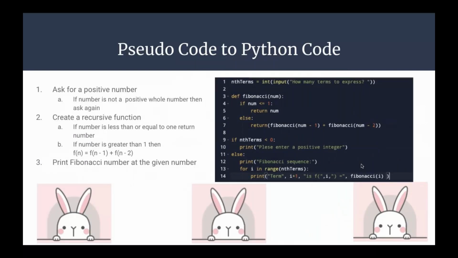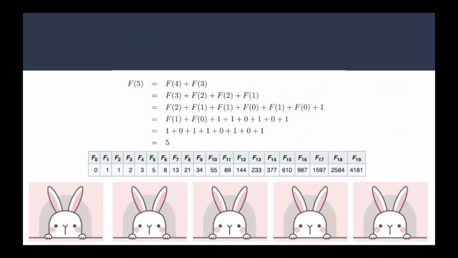Okay, so pseudocode to Python code, and here we go. We're going to ask for our number, and we're actually going to be asking for the term, how many terms you want to get to. Why I say the terms is because this is 1, this is 2, this is 3, this is 4, this is 5, this is 6. And it just works better that way.